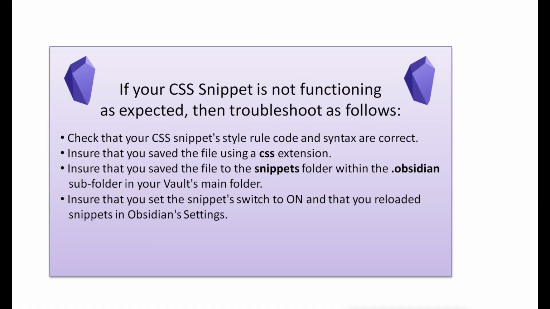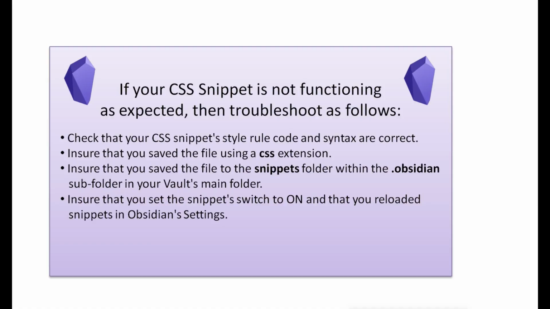If your CSS snippet is not functioning as expected, then troubleshoot it as follows. First, check that your CSS snippet style rule code and syntax are correct. This is very important. Every punctuation you see in a CSS style rule is necessary. The hyphens, the squiggly brackets, and so forth. Semicolons. So double check that you've correctly structured the snippet style rule.